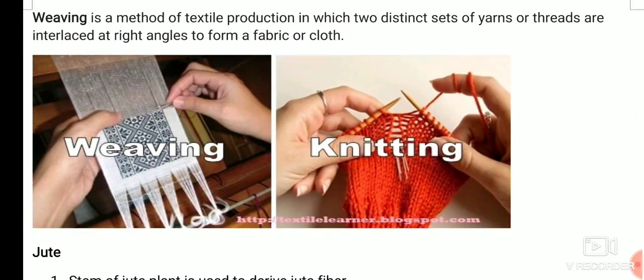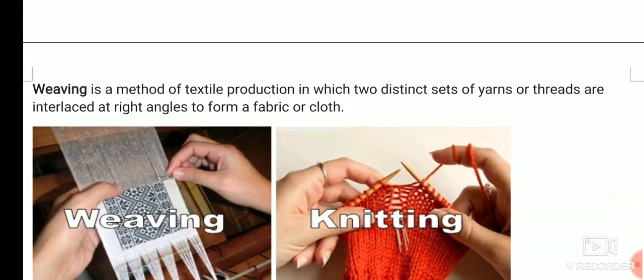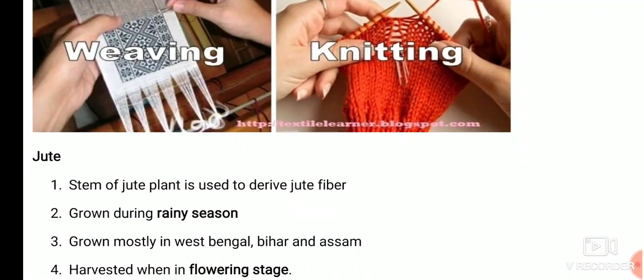You can see the difference between knitting and weaving. Knitting is here in the second picture, you can see the knitting, and weaving, when the yarn is horizontally at the degree of 90, they have been weaved. So that is called weaving. Weaving is a method of textile production in which two distinct sets of yarn or thread are interlaid at right angle to form fabric or clothes.